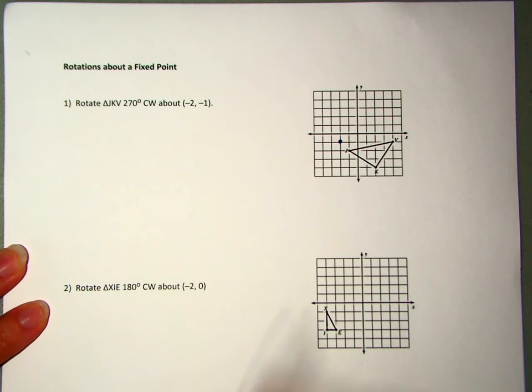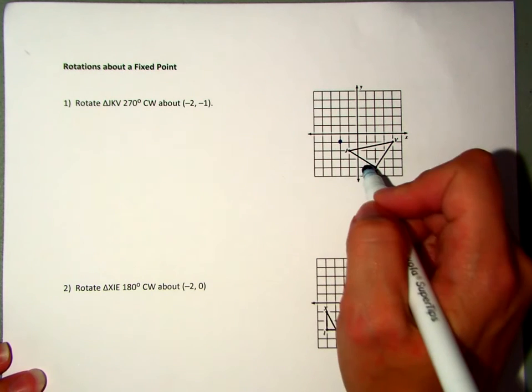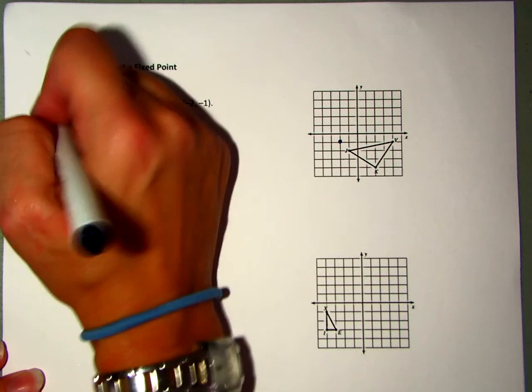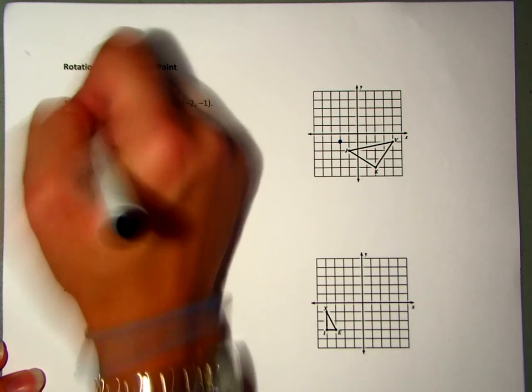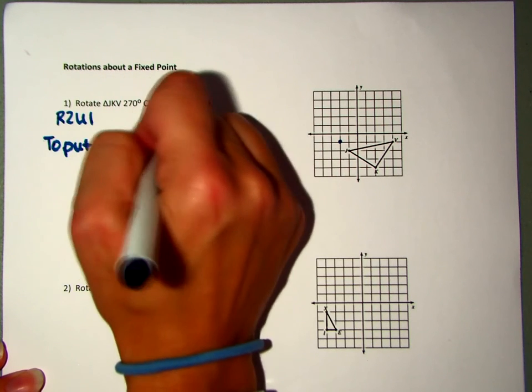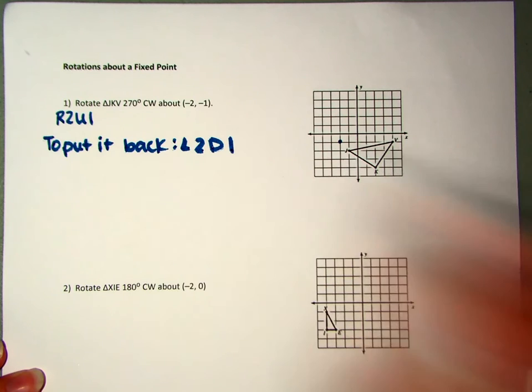Now what we want to do is move that point to the origin, and then we'll move every single point on this figure the same amount to the origin. So to do that, we'd go to the right 2, up 1. So we're going right 2, up 1. To put it back, we're going to have to go opposite, which means left 2, down 1, which we'll use later.